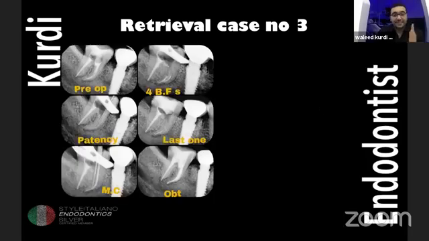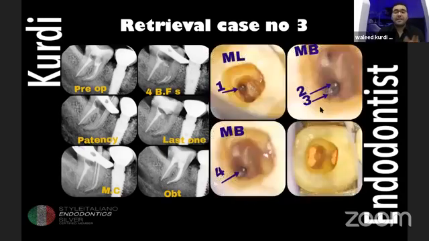Another case, this case with 4 broken files. The patient is a dentist, and the previous dentist is also a friend. He broke a file and tried to bypass it, then it broke again, and he tried to bypass again, and after all these trials he had 4 broken files. All right, I started, and as you can see, the 4 broken files were removed, and here you can see the obturation, and the follow-up is very good.